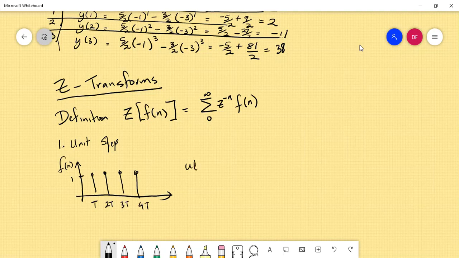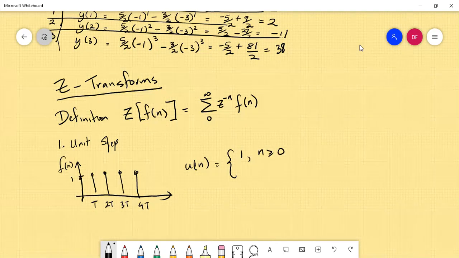So the unit step function, as we have said before, is 1 for n greater than or equal to 0, and 0 elsewhere.